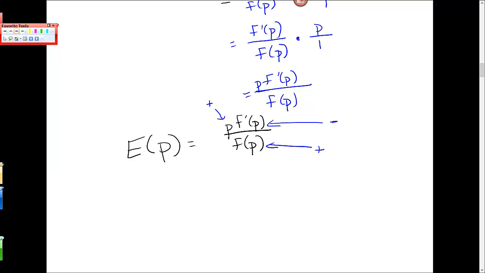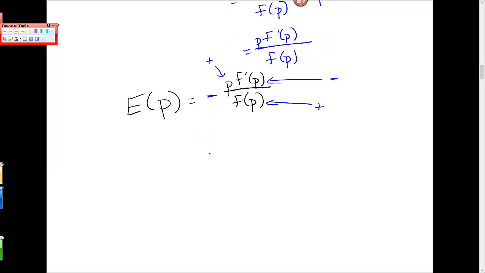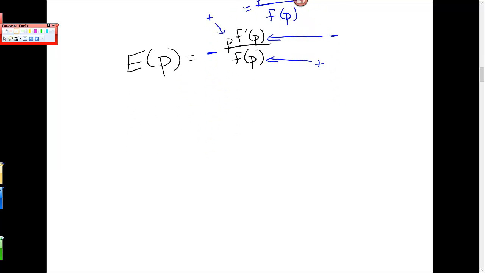And just because we like working with positive numbers better, people introduced this negative into the formula so that they could just get positive numbers out and talk about them. So that's just a convention, but one that is very widely used, so that you know. But that's why we use this.